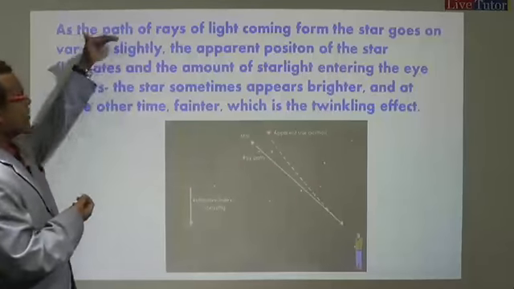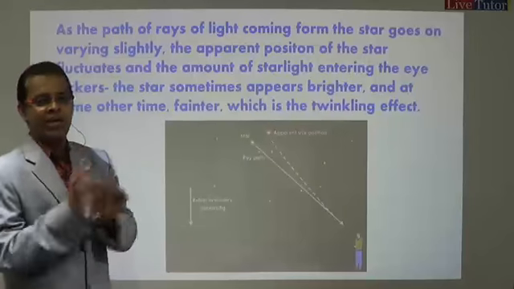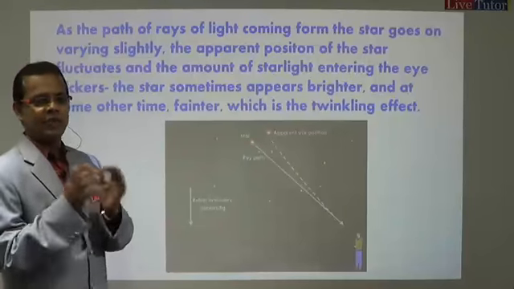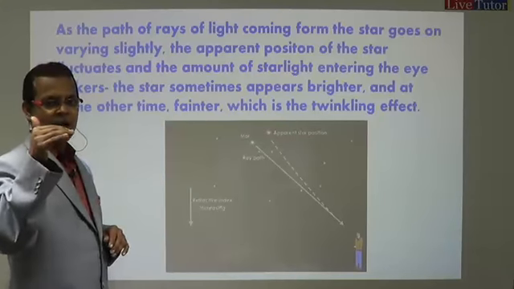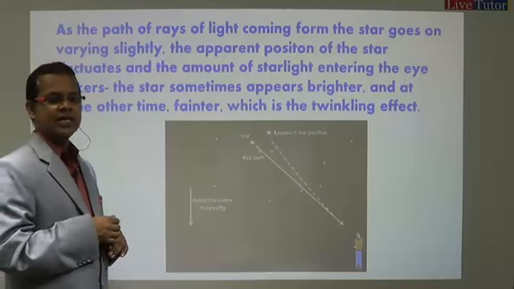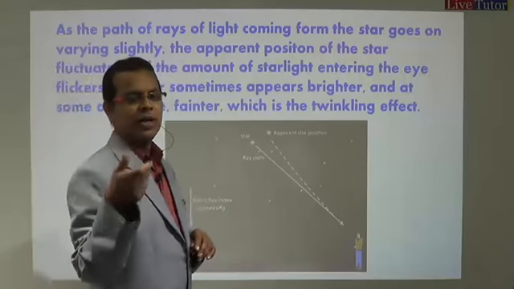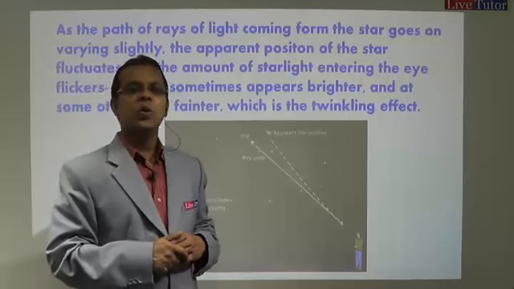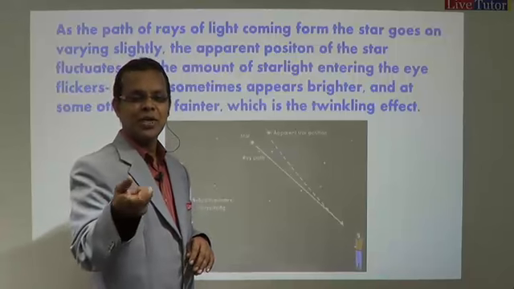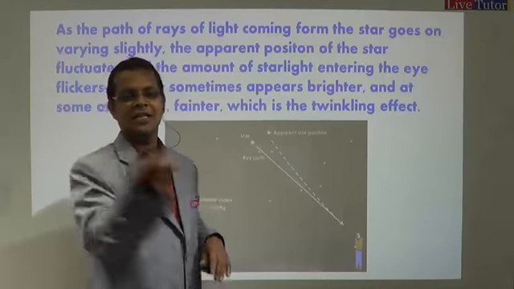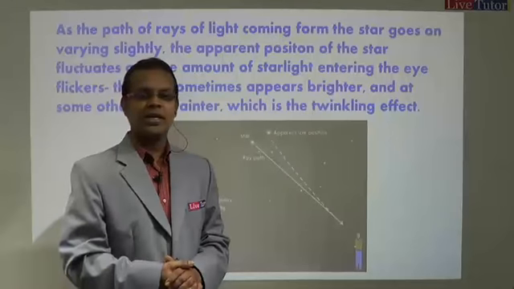Now, as the path of the rays coming out from the stars goes on varying because of the atmospheric refraction, the apparent position of the star is also fluctuating. It is something like if somebody is shining a torch light towards you. You would have seen in the police patrol during night time, if they want to stop the thief, what will they do? They will shine the torch light and shake it like this. So you will struggle to drive and you will stop. That is the way they stop.